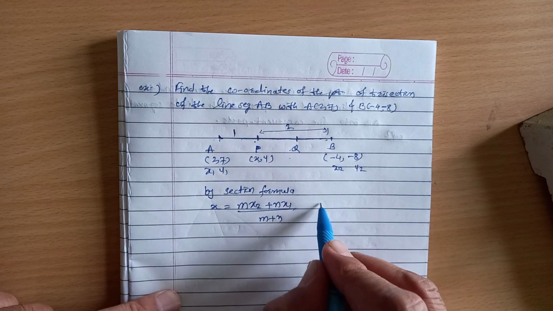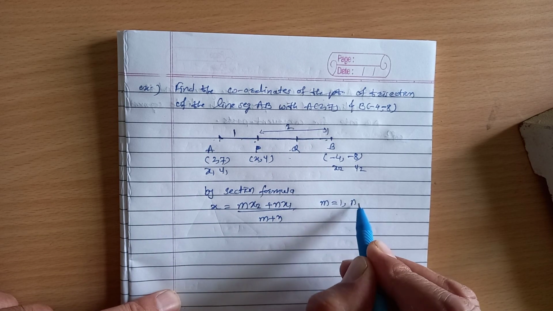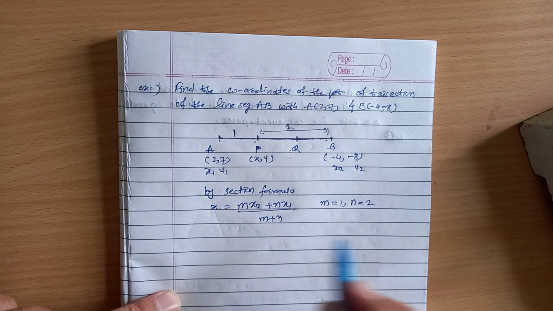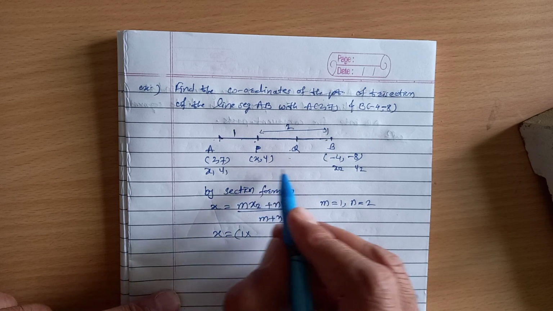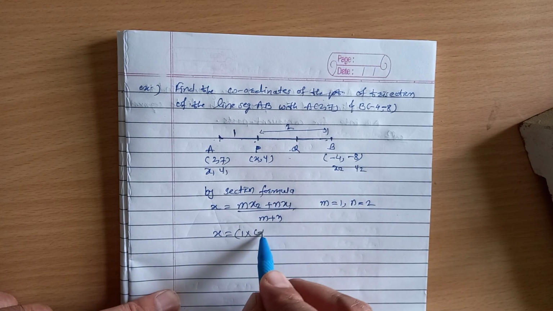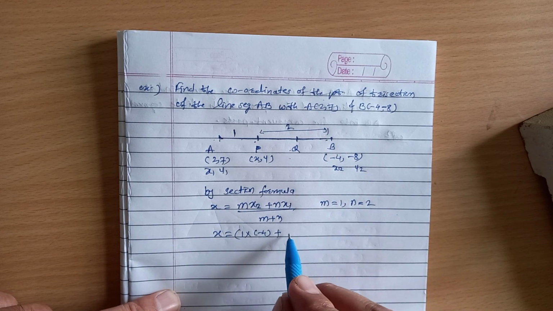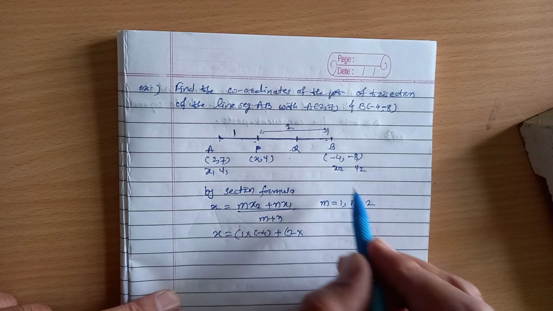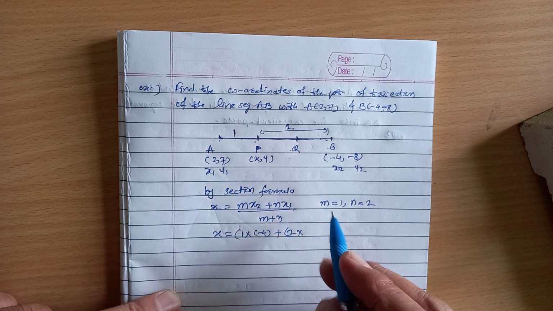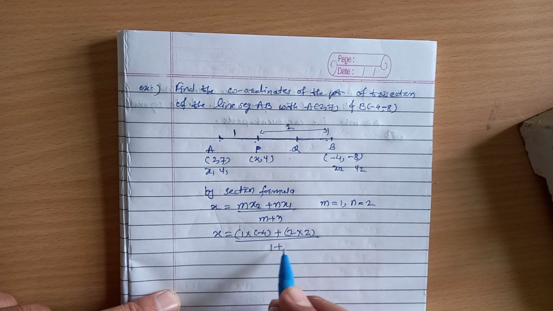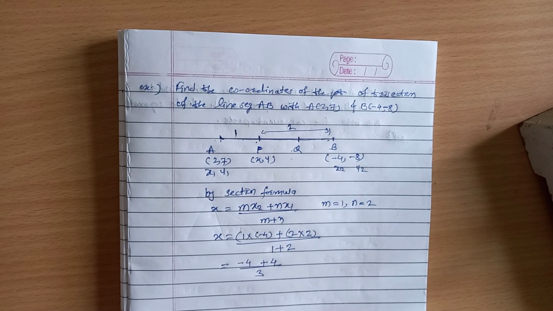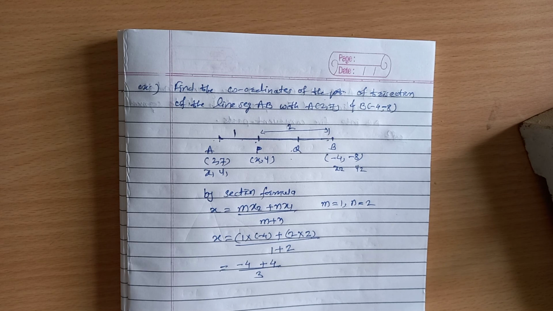So here your value of m is 1 and l is 2. Put that value. x as it is: m is 1, multiplied by x2. x2 is -4, plus l is 2, multiplied by x1. x1 is 2, upon m plus l. So this product is -4, this one plus 4, upon 3.